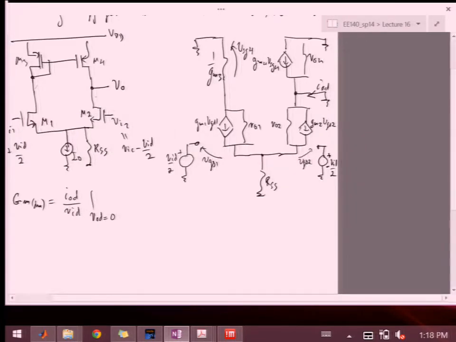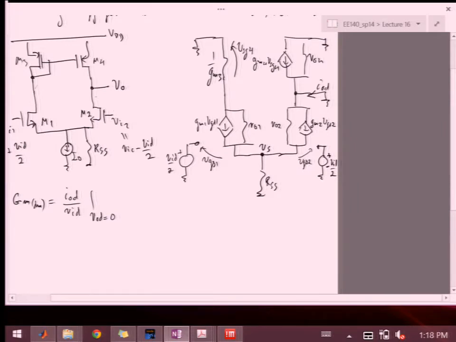Now, I can do two approximations here to arrive at the same result. One, as I said, given that I could potentially, in the differential mode, disregard RO1 and RO2. So if I do that, then what's happening is that this voltage is Vs. Then VGS1 is VID over 2 minus Vs. And VGS2 is minus VID over 2 minus Vs.